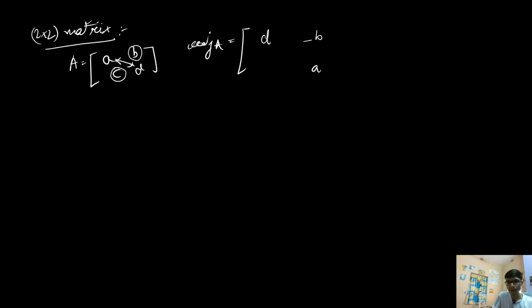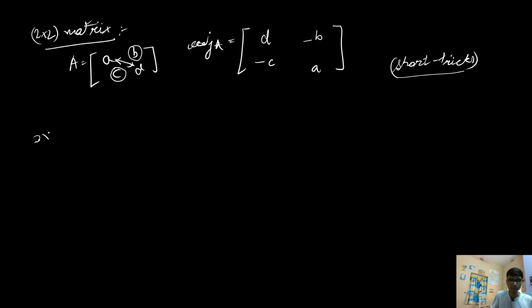So while calculating the adjoint, I replace the diagonal elements with each other's position. So in place of A I write D, and in place of D I write A, and for the non-diagonal elements I add a negative sign to them, and this is how I get the adjoint of particular matrix A, which is a 2 cross 2 matrix. So this is a result. So you can directly remember it as a short trick. Okay, short trick to calculate the adjoint of a 2 cross 2 matrix.